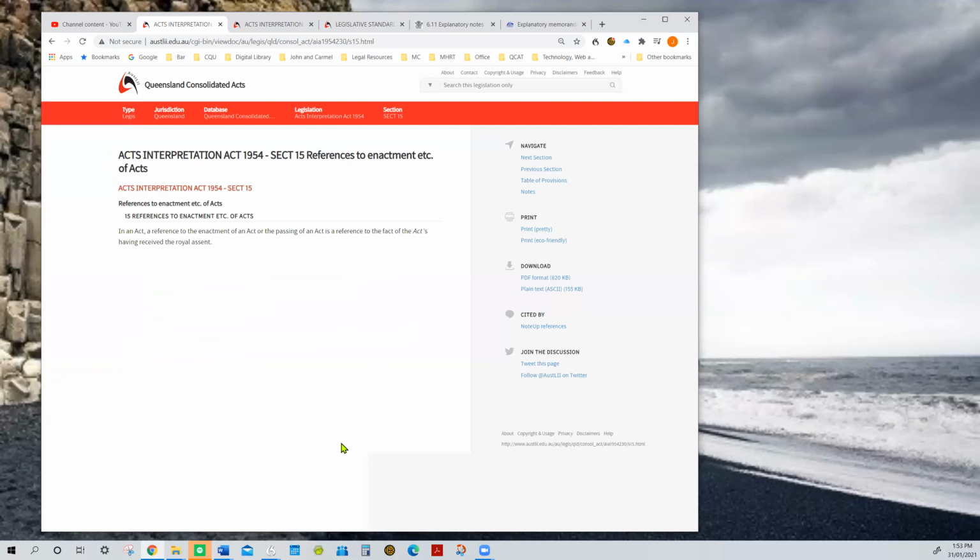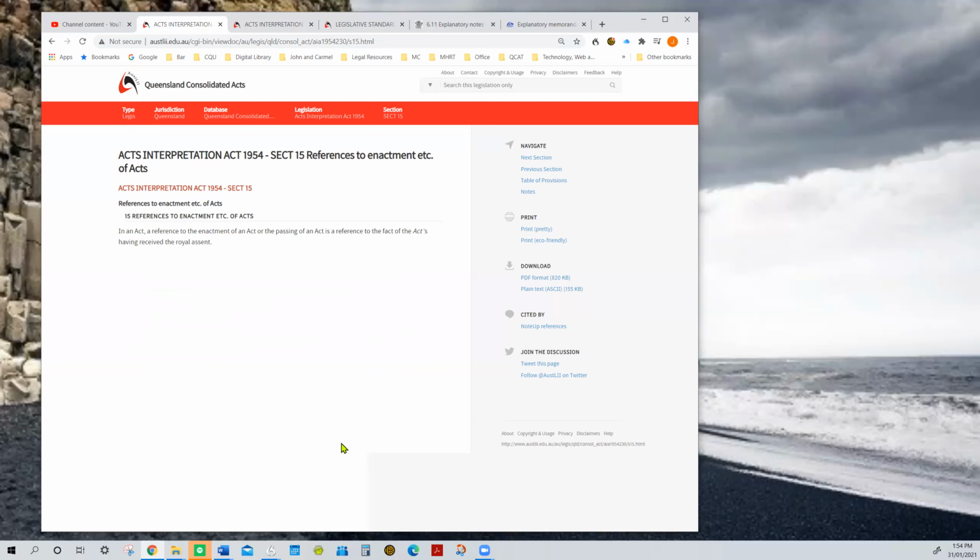Because a reference to an act is a reference to the fact of an act having received royal assent. Until royal assent, the act has no force and effect. So those of you that are going to do well in statutory interpretation will also need to find a way of determining the process of royal assent, but more particularly, when royal assent did occur. I think the Queensland legislation website is useful in that regard.